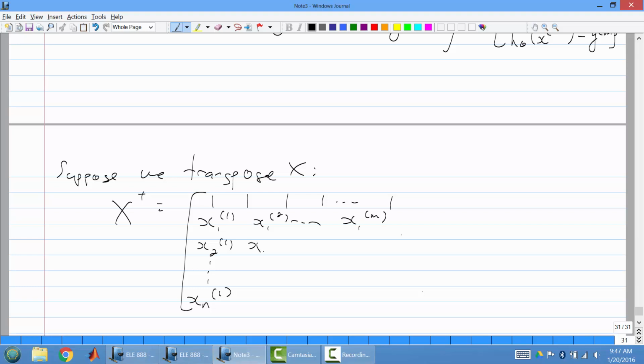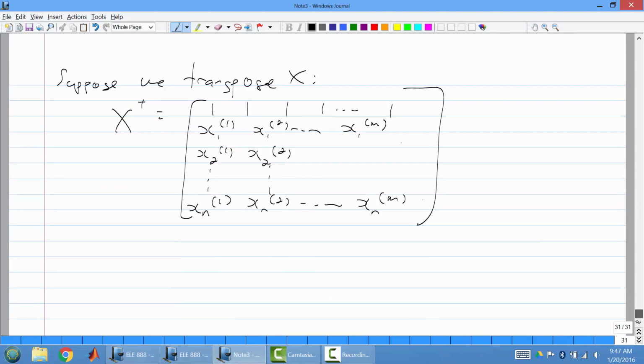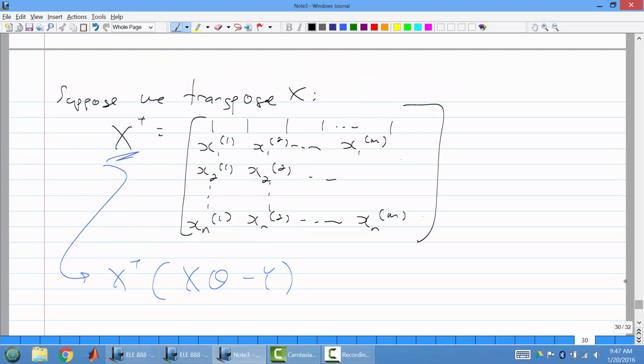Okay, X2, all the way down to Xn2, and all the way down to Xnm. So now we do this. If you were to take this matrix, and we computed X transpose (X theta minus Y), what would this compute? What this would actually compute would be the gradient term for each example that you have. Okay, I'm going to show you that.